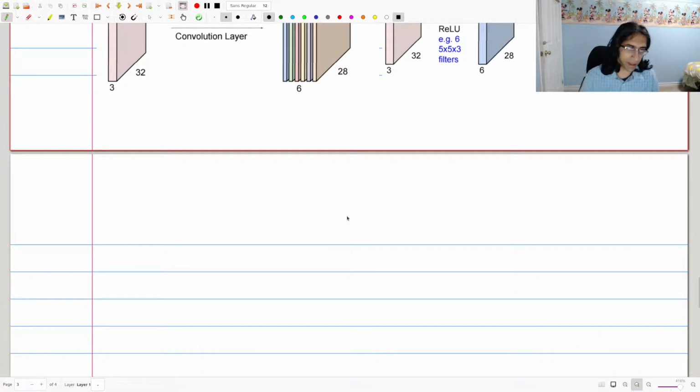So let's talk about conv layer hyperparameters.